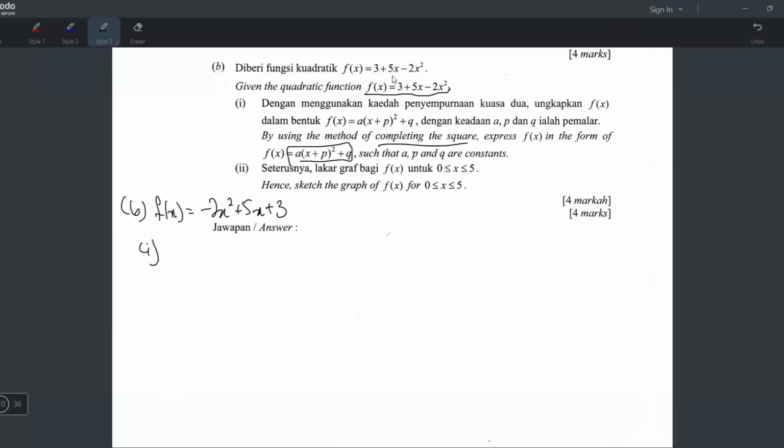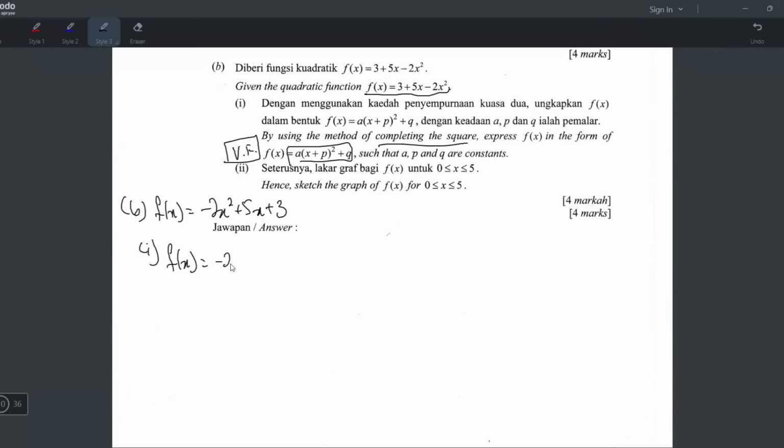Okay, this is definitely under 2.3, because they want to change to vertex form. So I have to do completing the square. This one we call vertex form, but now your equation is in general form, so you have to do completing the square. When doing completing the square, we have to make sure a is +1, otherwise we cannot do completing the square.